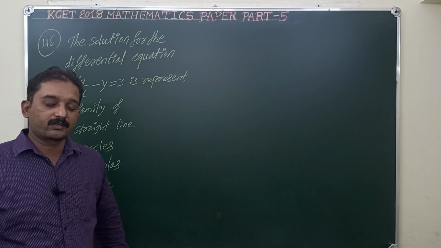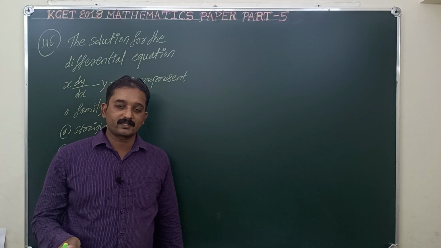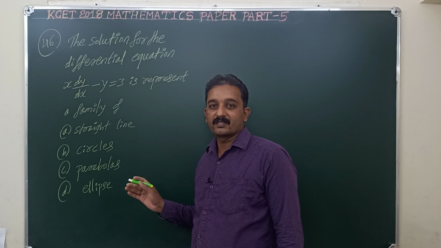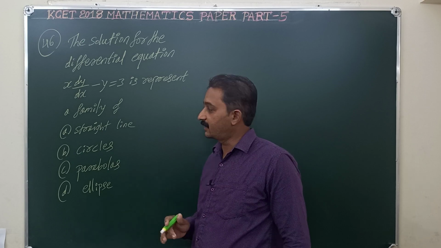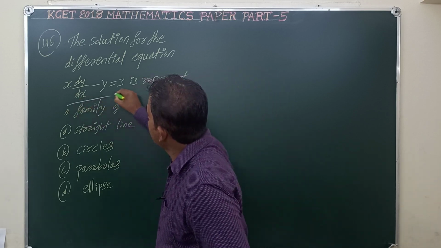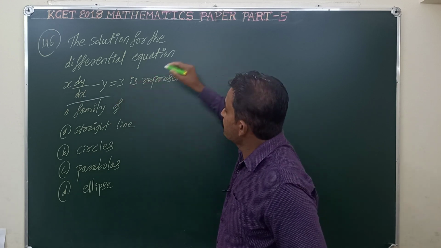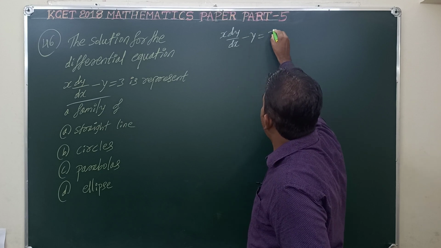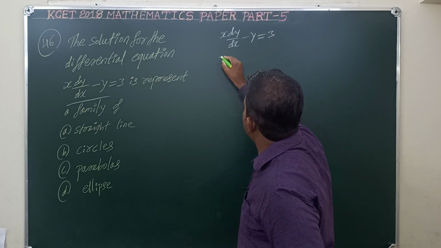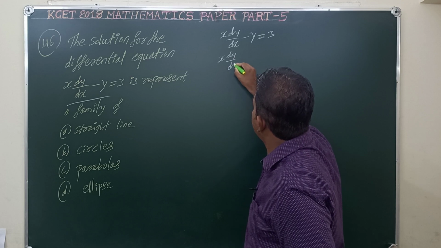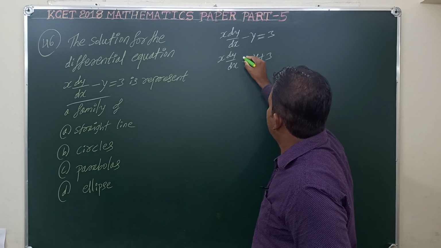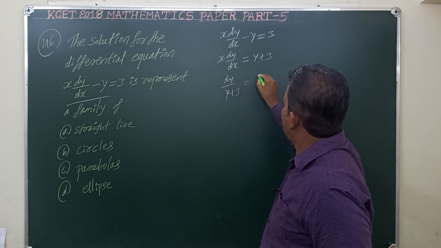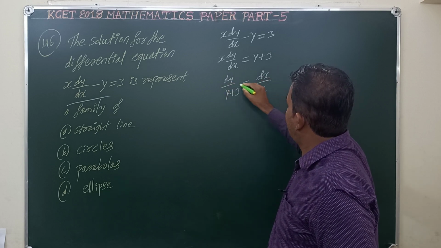So now let us move on to the next question, question number 46. This question is once again based on the chapter differential equation, particularly finding the solution of the differential equation by the variable separable method. The differential equation given is x into dy by dx minus y is equal to 3. So here x into dy by dx is equal to y plus 3. Now separate variables: dy by (y plus 3) is equal to dx by x. Now integrate on both sides.